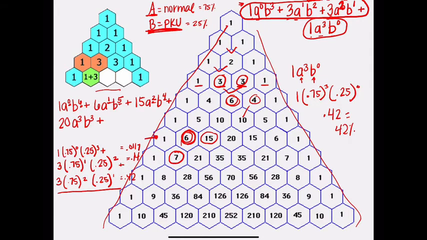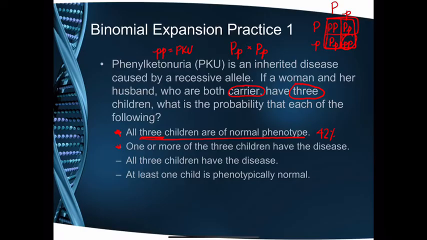And so what I got was 0.5717. And so that means when we convert it to a percent, 57.17% chance that 1 or more of the 3 children will have the disease. 57% chance that 1 or more of the 3 children will have the disease. Okay? The next one, all 3 children have the disease.